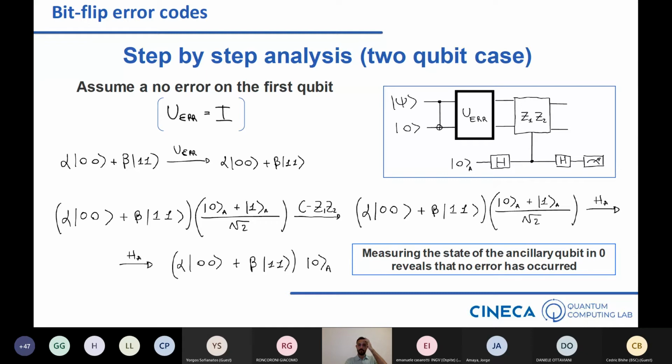Otherwise, I go to the next: the 3 qubit repetition code that is able to correct phase flip, in the sense of Z flip errors.